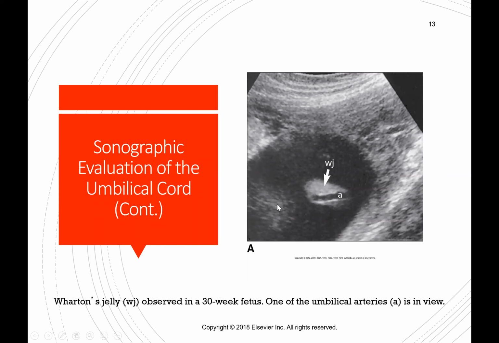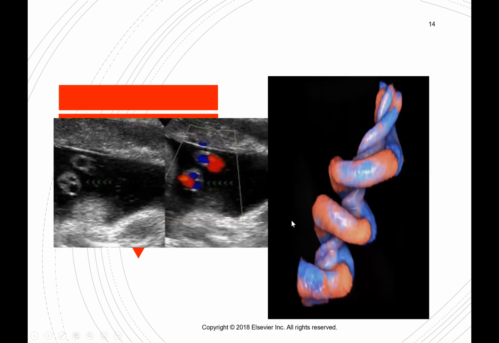This is Wharton's jelly, and sometimes you'll see thickness around the cord. Most of the time, that is just the Wharton's jelly. This is what a cord looks like. It's really a beautiful thing. This is a great 3D color Doppler image of the cord. And you can see that it's coiled, and that's normal. You want to see it coiled.